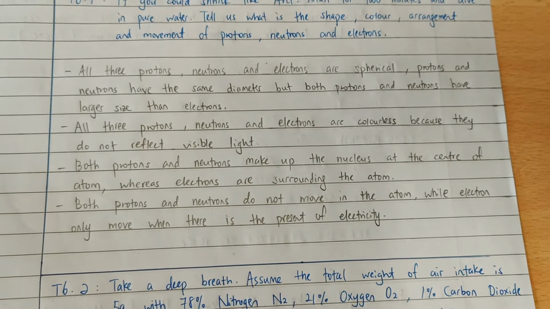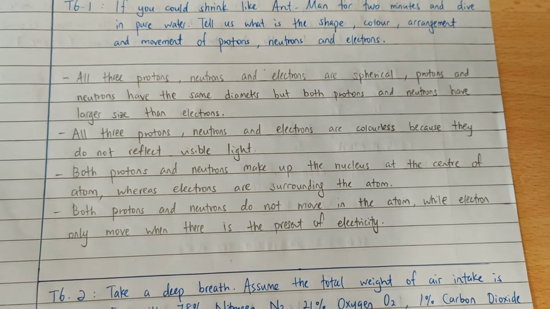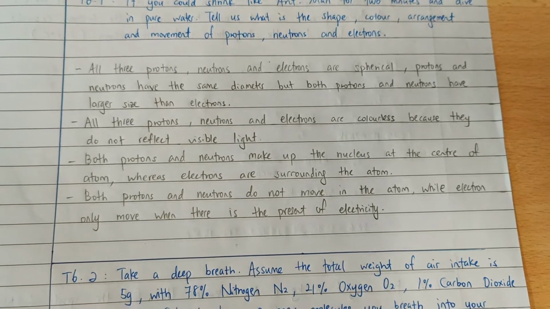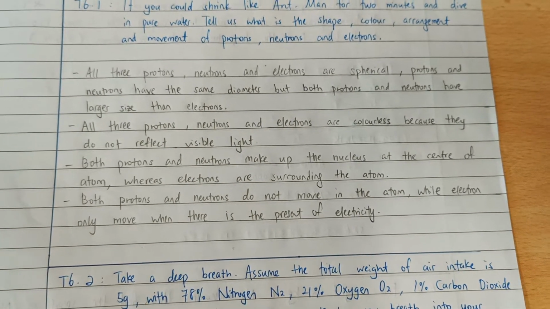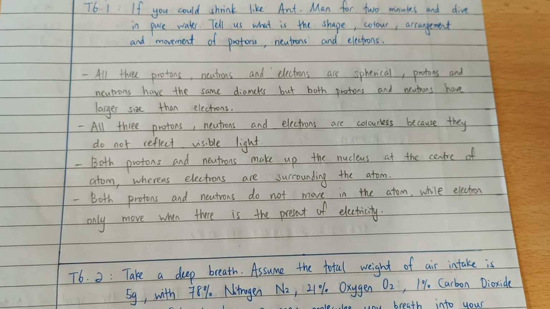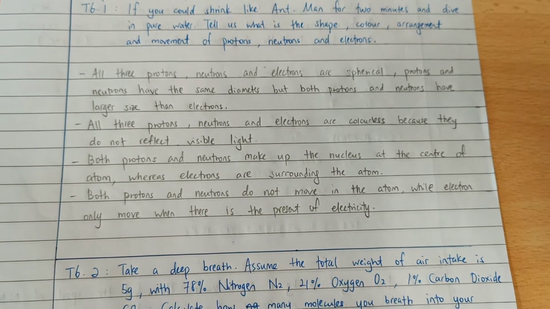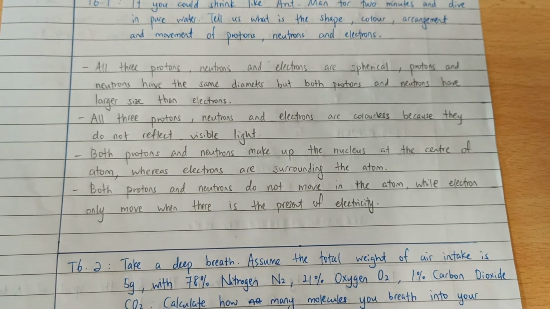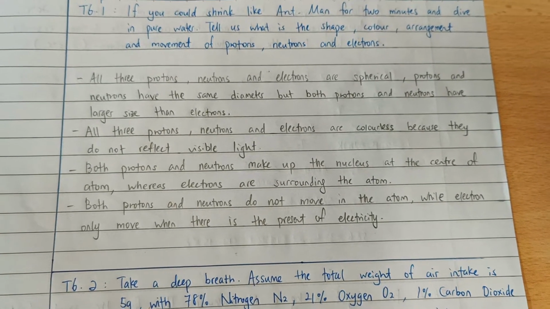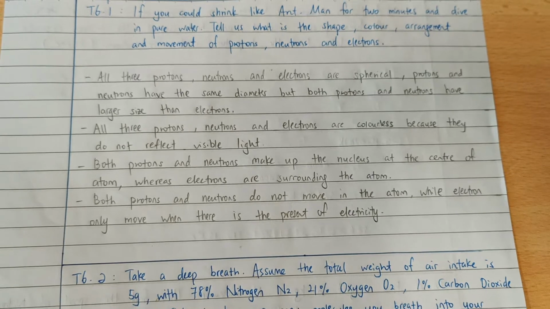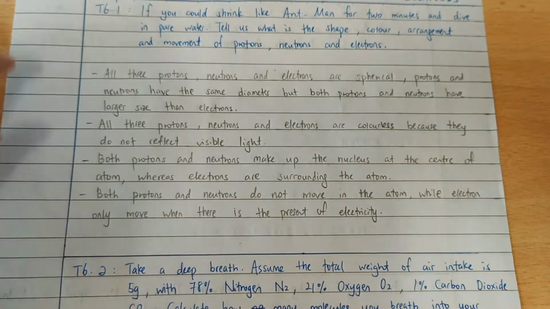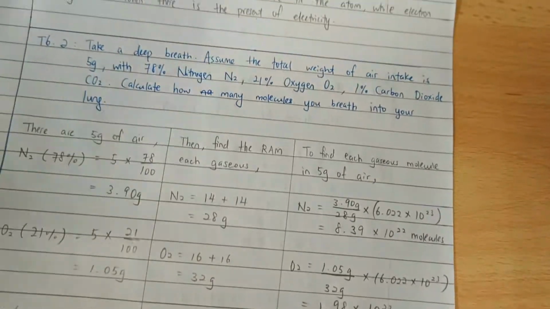Secondly, all three, protons, neutrons, and electrons, are colorless because they do not reflect visible light. Thirdly, both protons and neutrons make up the nucleus at the center of the atom, whereas electrons are surrounding the atom. Lastly, both protons and neutrons do not move in the atom, while electrons only move when there is the presence of electricity. And moving to the second question.